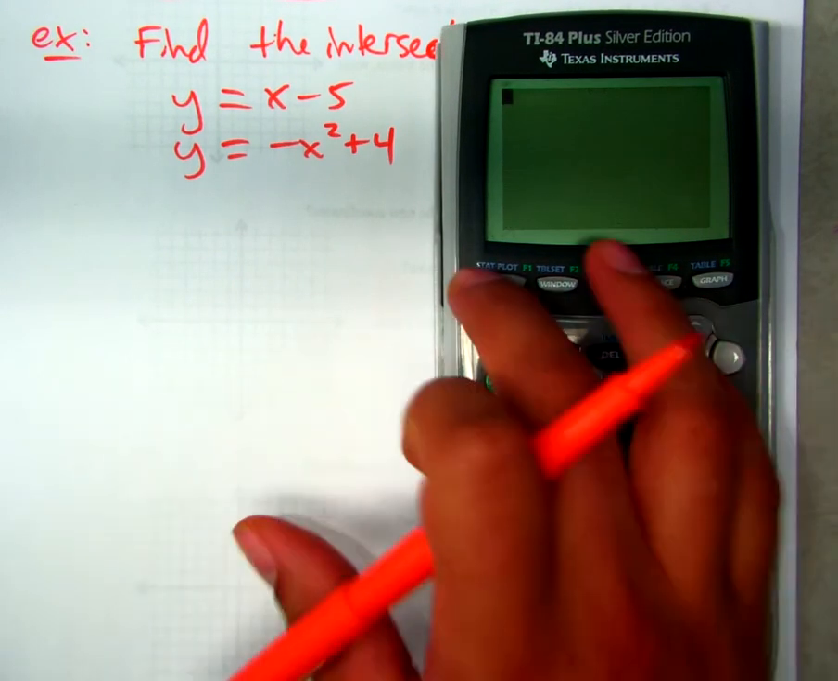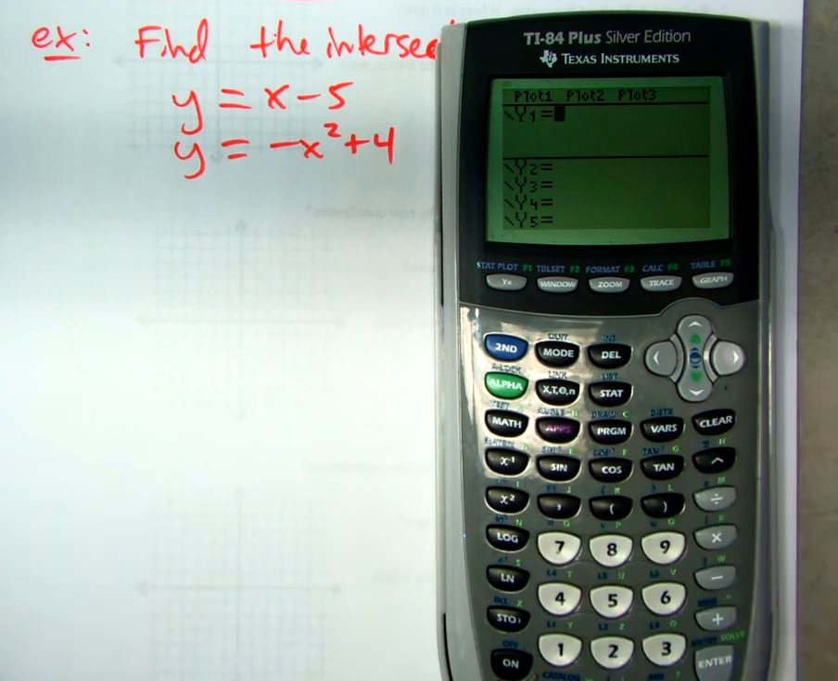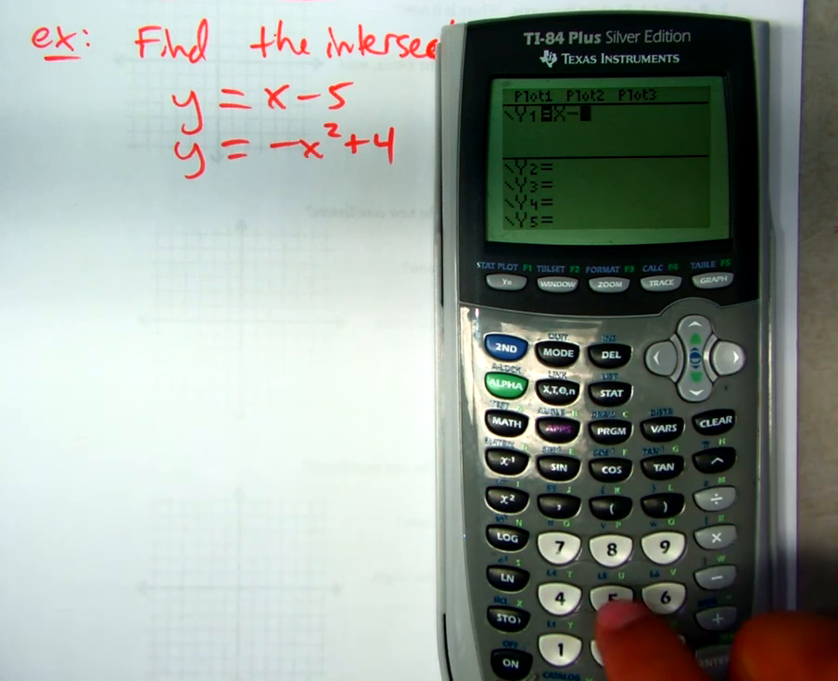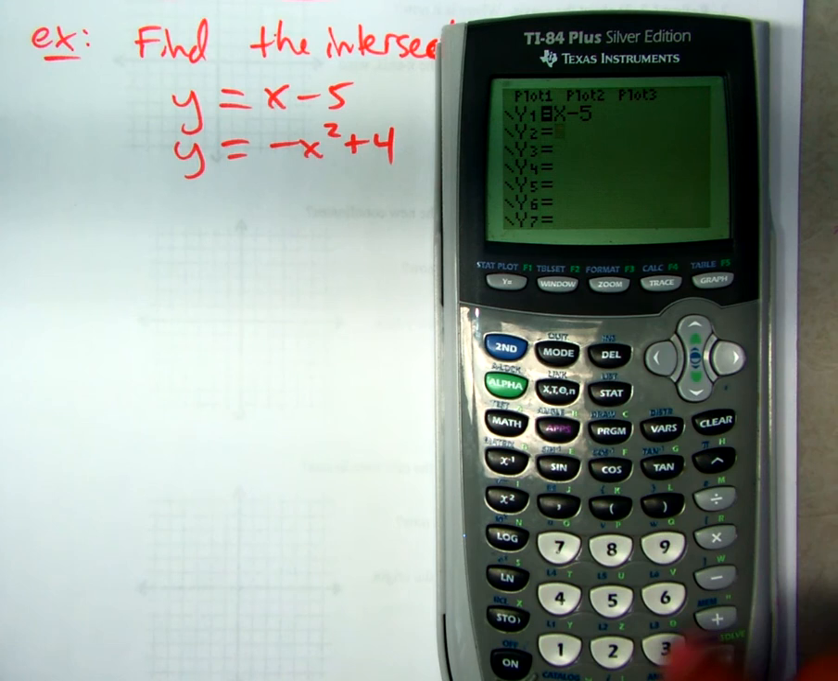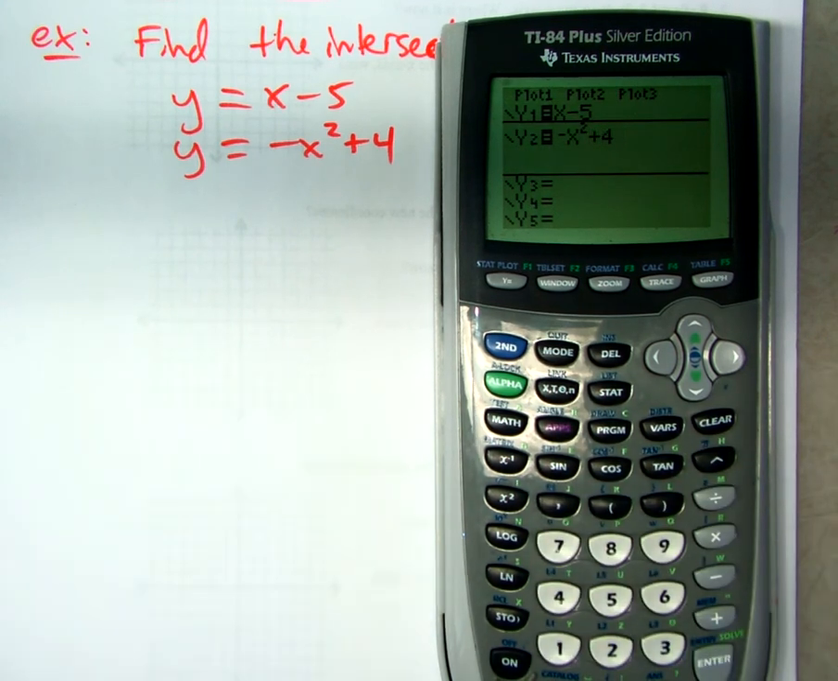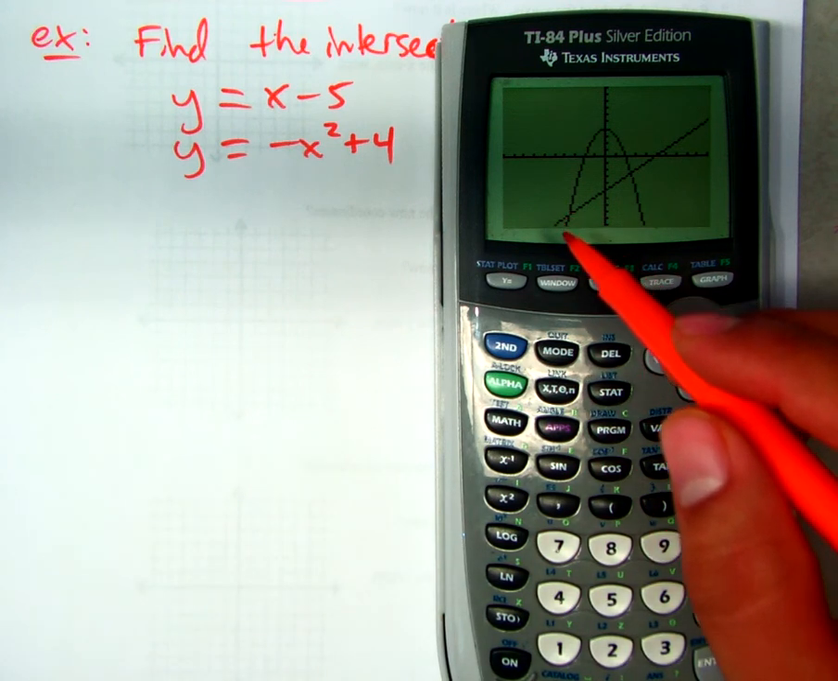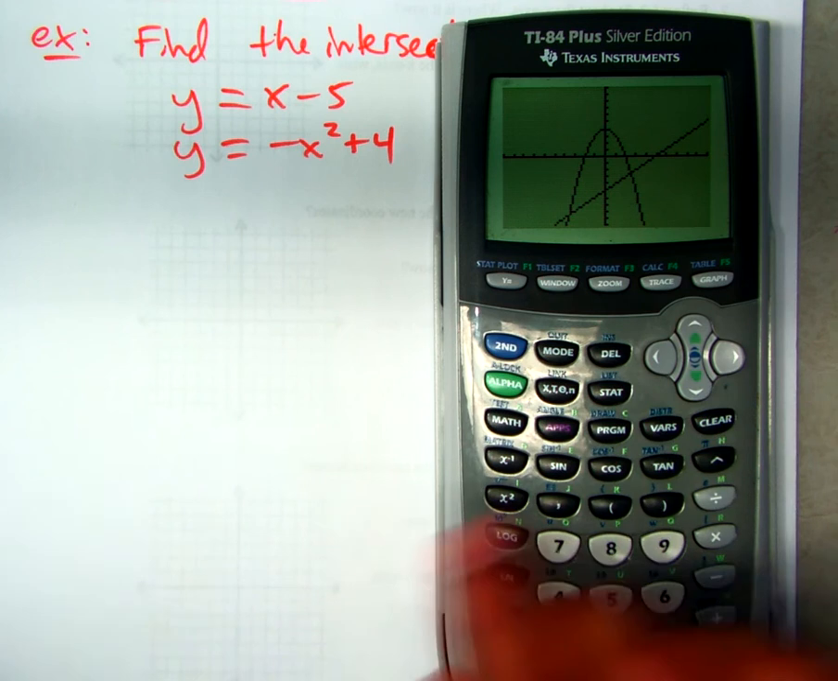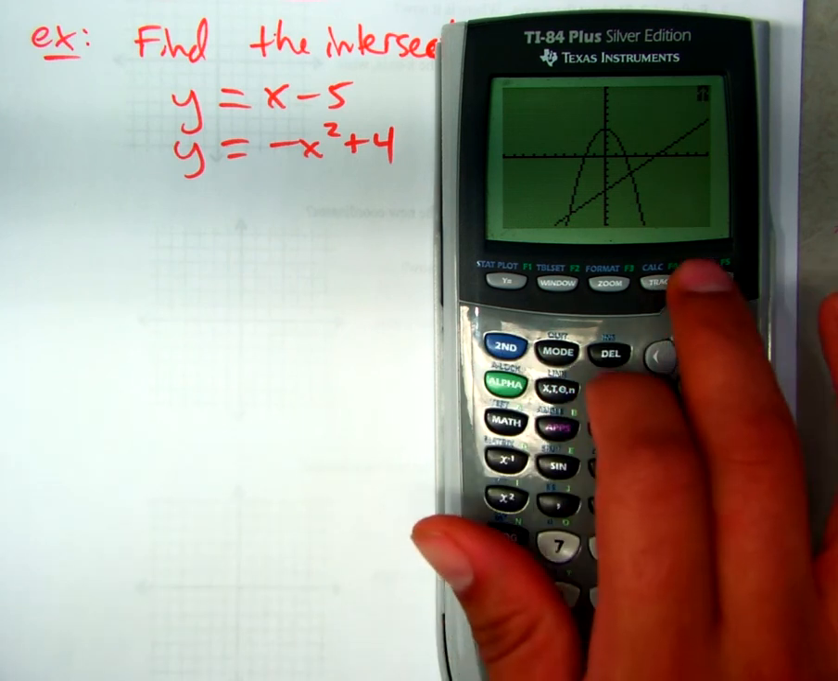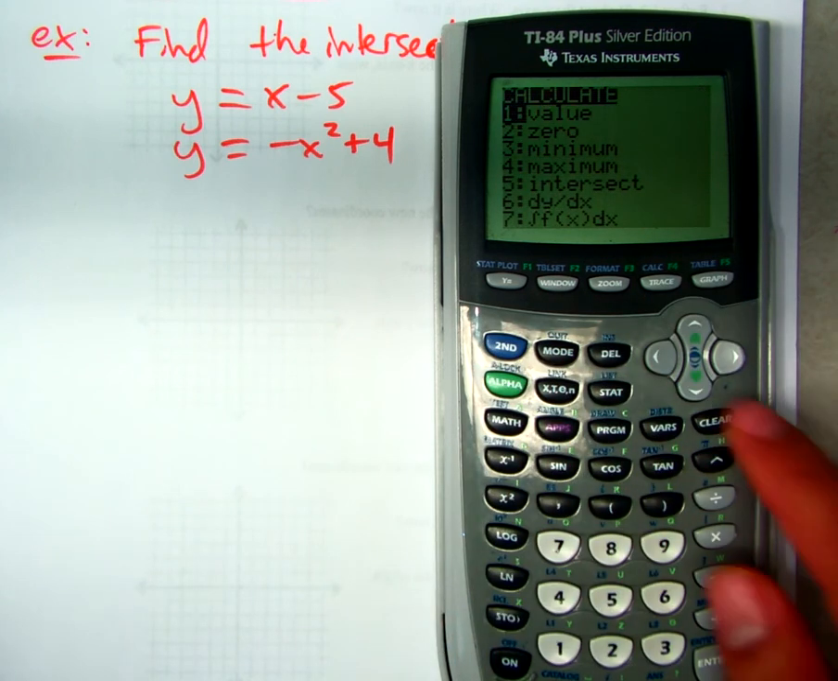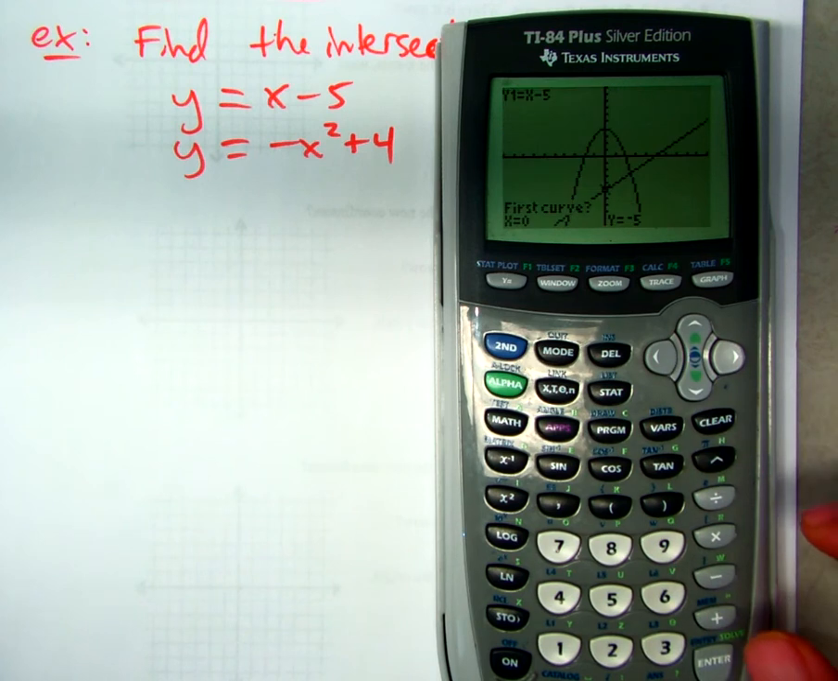First step, if you forgot, is to put them into y1 and y2. So x minus 5 and then negative x squared plus 4. Graph. Looks like my window is pretty good. I can see that there's how many intersections? 2. Favorite menu? Go to second trace. Which option? 5.